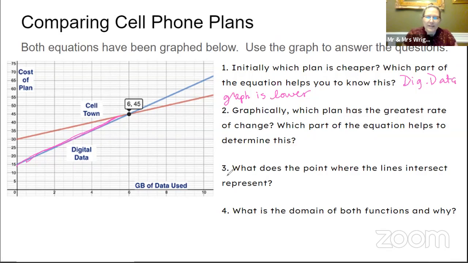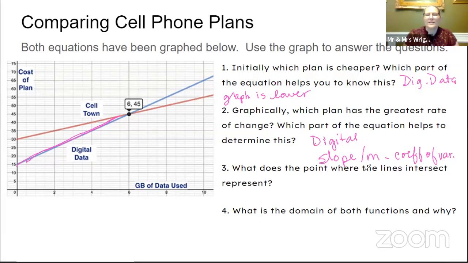Graphically, which plan has the greatest rate of change? So the highest slope is increasing the fastest. Well, that's also Digital Data, if you notice. Digital Data increases faster than Cell Town increases. And what part of the equation helps us to determine this? The slope, or the m, helps us to determine which one has the greatest rate of change. And this is, remember, the coefficient of the variable term.